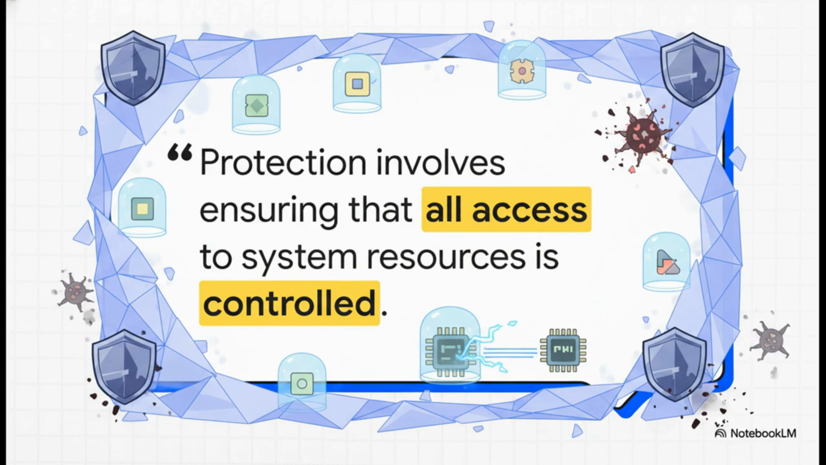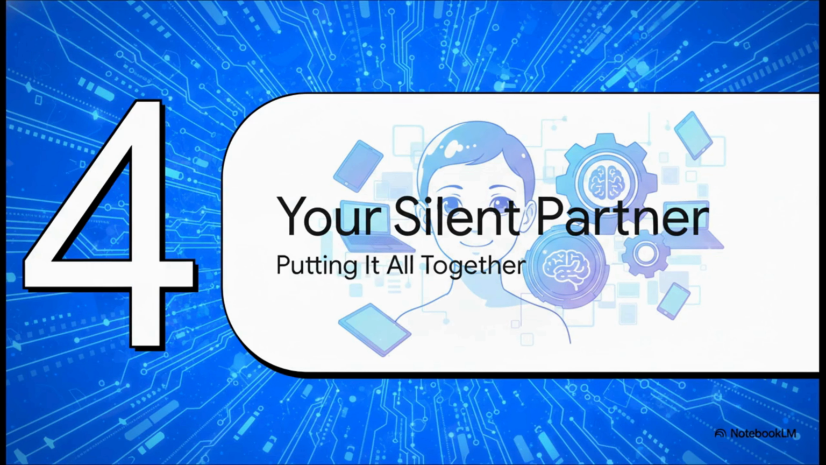This quote here really nails the idea of protection. By controlling all access to the system's resources, the OS makes sure that one misbehaving app can't just reach over and mess with another app's memory or crash the whole shebang. It builds these little protective walls around each program, which is why your computer doesn't just self-destruct every time one little thing freezes. So, when you put it all together, what do you really have?